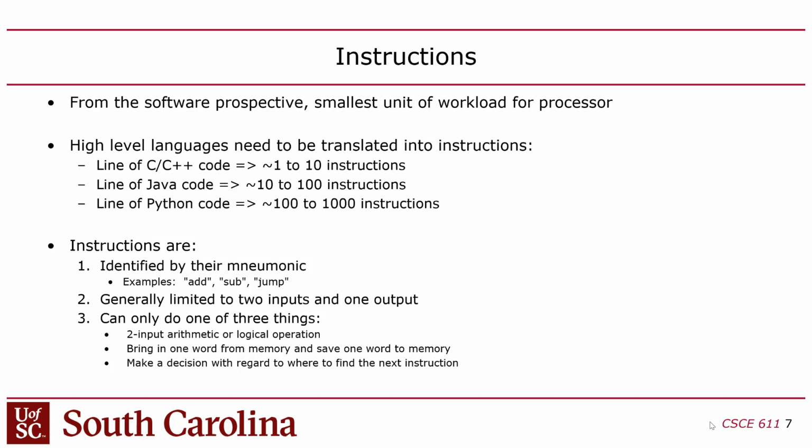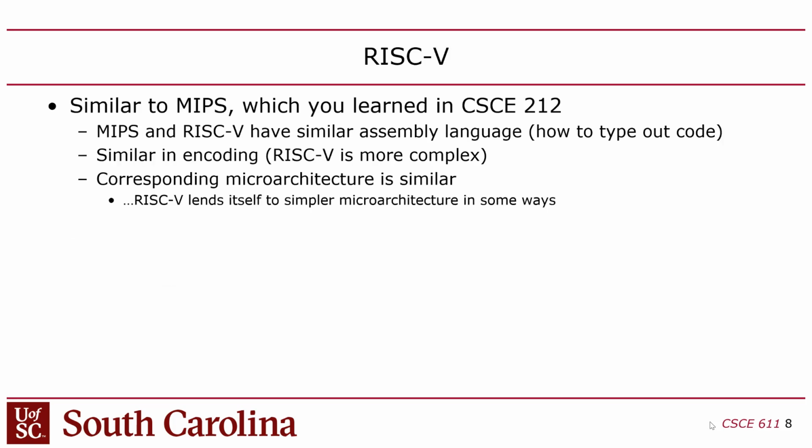You can do a lot of stuff in one line of Python code, especially when you use dictionaries and the crazy memory data structures that you can use. Instructions themselves are identified by their mnemonic, which is basically a 2 to 5 letter shortened, abbreviated name. After the mnemonic, you've got some register addresses, memory addresses, operands, right? That's how assembly language looks. I mentioned that RISC-V is similar to MIPS.